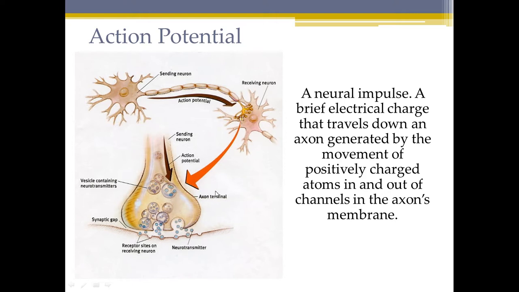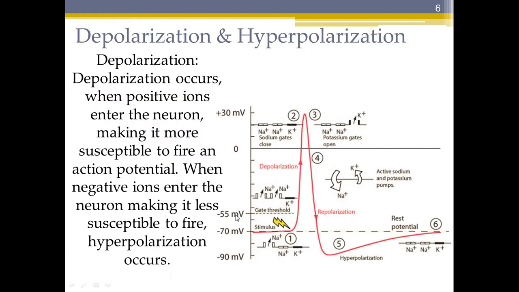First of all, these little neurons are actually not touching. The axon terminal never touches the dendrite. It's separated by what's known as the synaptic gap. So we're going to learn a little bit more about the synapse in a little bit.